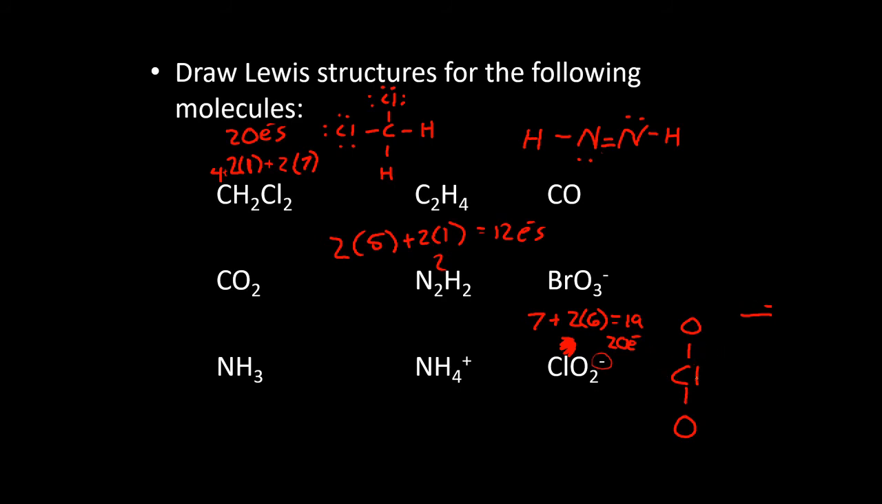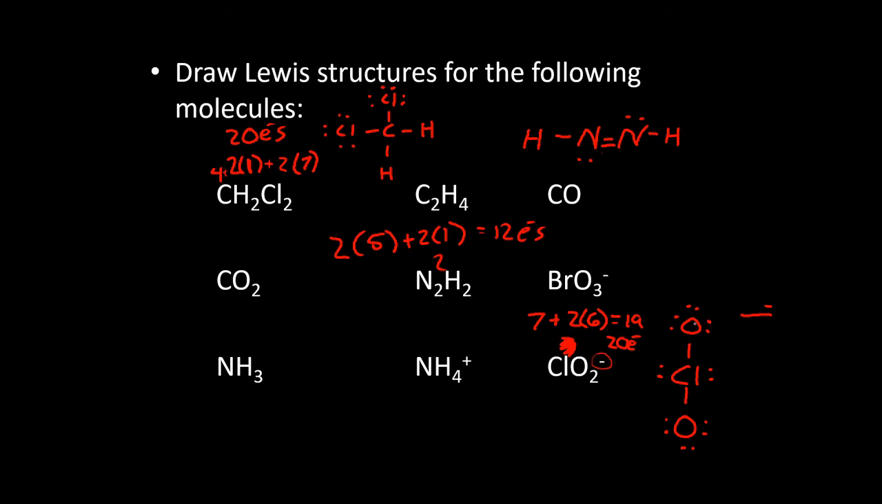We only have 4 in the structure so far with those single bonds. So we're just going to pick a terminal atom, either one, and start putting in lone pairs. So we already have 2, 4, 6, 8, 10, 12, 14, 16. We filled up the oxygens. They have their octets. They don't want any more. And so the last 4 are going to go on the chlorine.